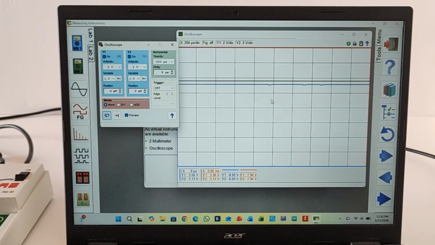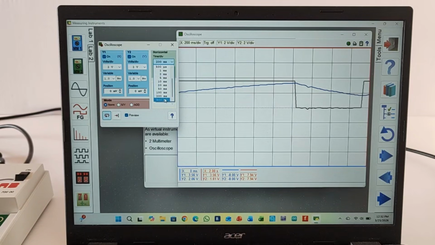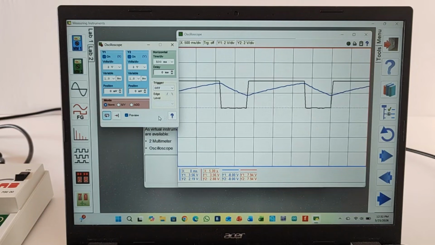I think the waveforms are too wide, so I need to change the horizontal time division setting to a higher value. Let's put it at 200 milliseconds first. Let's see what happens. Still too wide. Let's put it at 500 milliseconds, the highest setting possible. There, that's better.